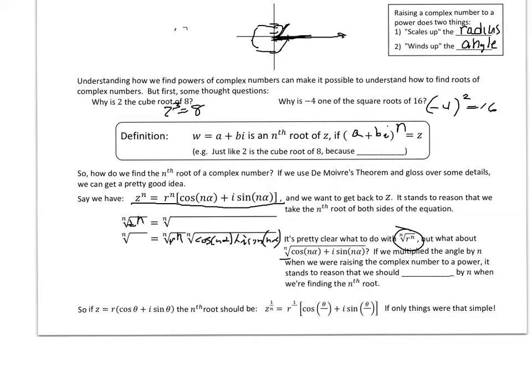But what about this mess here? That's where we get into a problem. If we multiply the angle by n when we're raising the complex number to a power, it stands to reason that we should divide by n when we're finding the nth root. So then we're thinking that it should be this. And that actually is one of the roots, but if only things were that simple. They're not quite that simple. Let's go to page 2 and find out why.